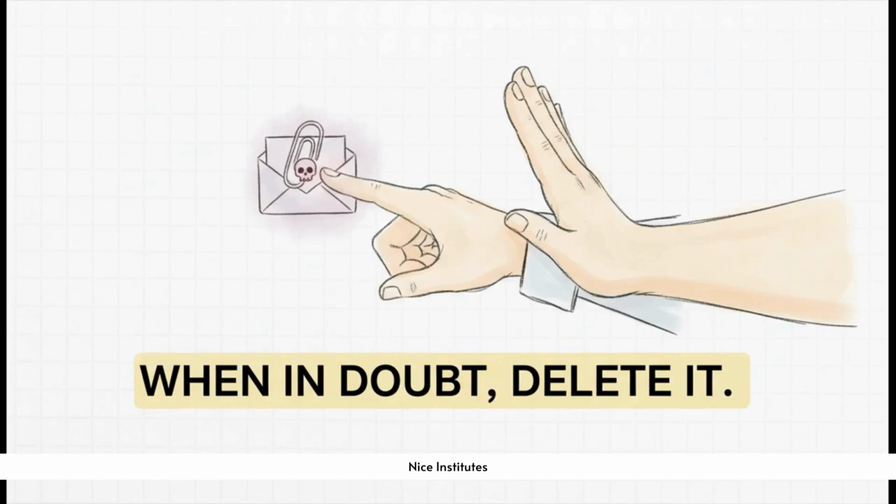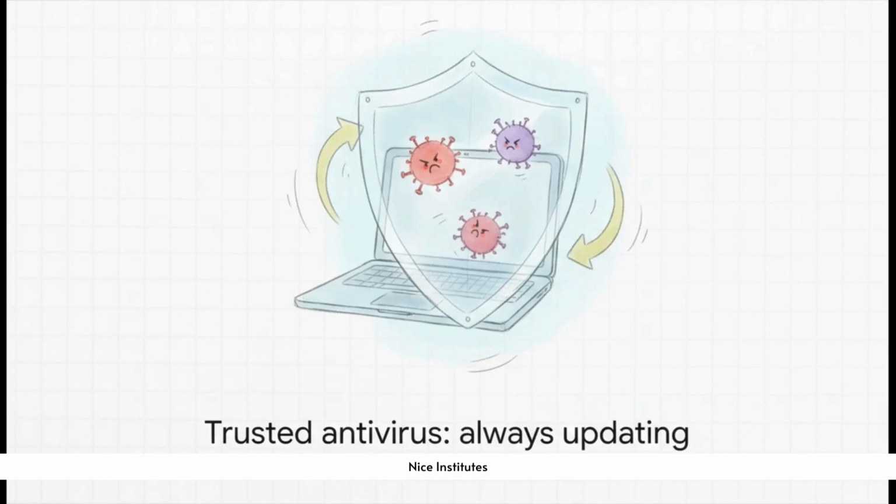And here's what that skepticism looks like in practice. This should be a hard and fast rule for everyone. Do not download files or open attachments unless you are 100% sure you know what it is and who it's from. Even an email that looks like it's from a friend could be a virus that's hijacked their account. Now, while your own judgment is critical, you also need a good technological safety net. That means installing security software from a company you trust. But here's the key. You have to keep it updated. New threats pop up literally every single day.